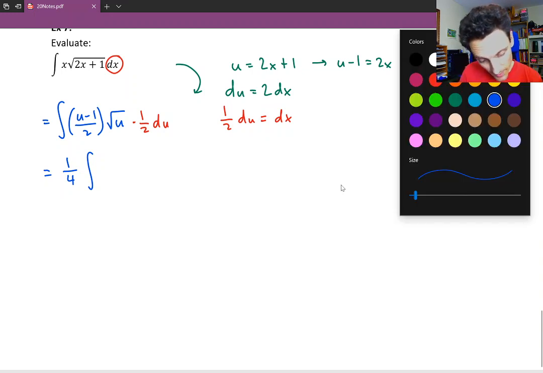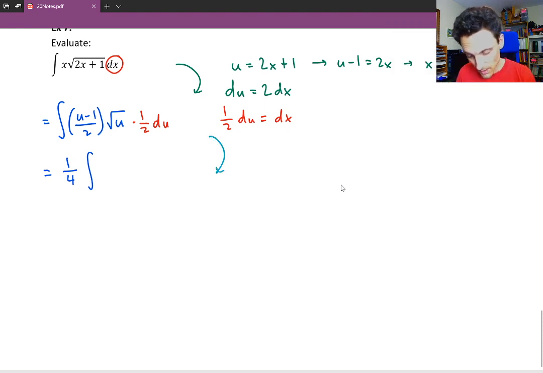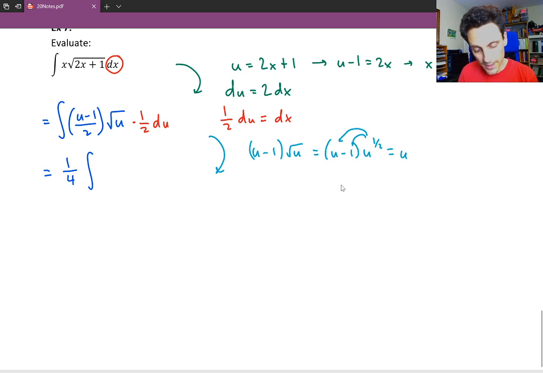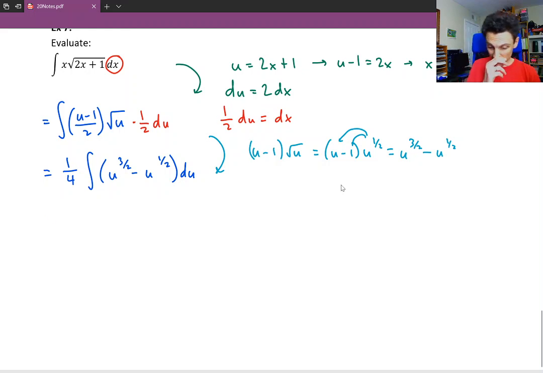Then we're going to take, let me write this off to the side, the u minus 1 times the square root of u and distribute that square root of u in. Remember that the square root of u is like u to the half. So when it distributes in, you'll get u to the 1 plus a half, which is 3/2, minus u to the half. So this becomes u to the 3/2 minus u to the half, du. Now we're going to integrate term by term, or find the antiderivative term by term.